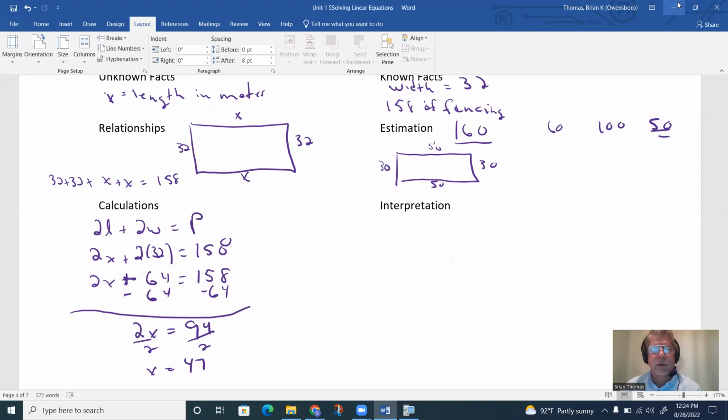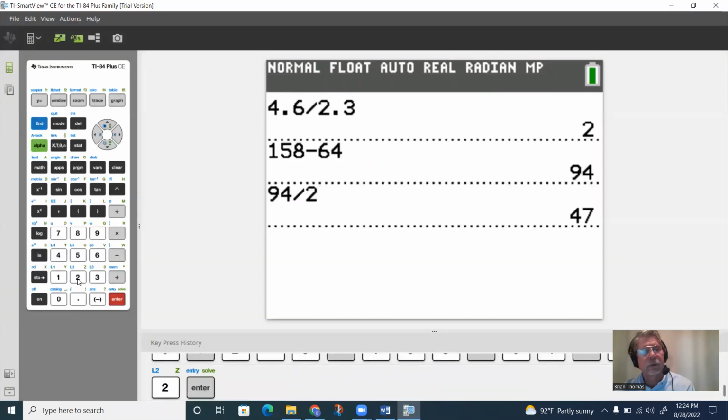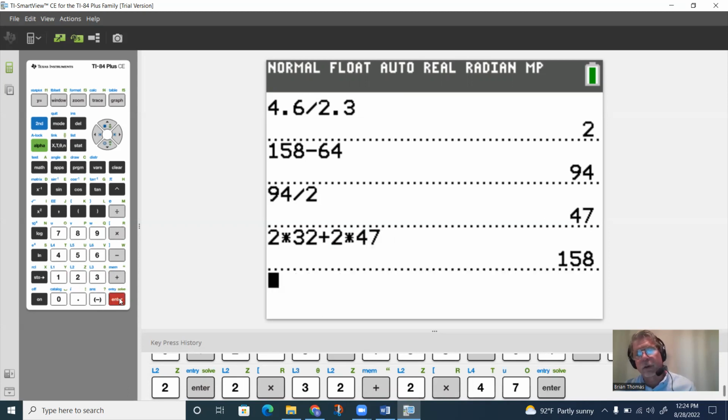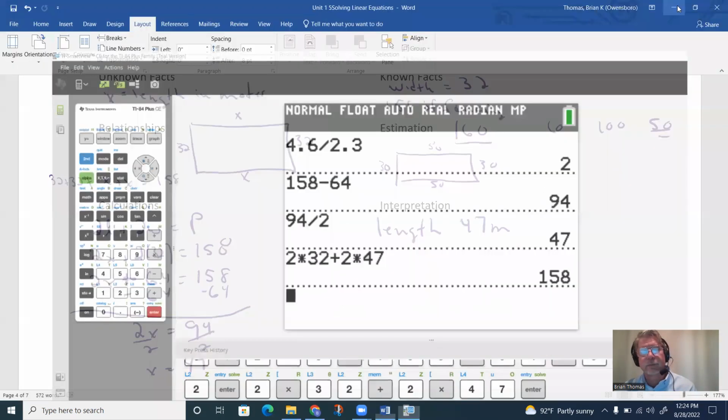So my interpretation would be that the length is going to be 47 meters. That means that 47 plus 47 plus 32 plus 32 should add up to this 158, if I want to double check my work here. So, 2 times 32, two 32s, plus two 47s. That should add up to 158, and it does. So that would make this problem solved.